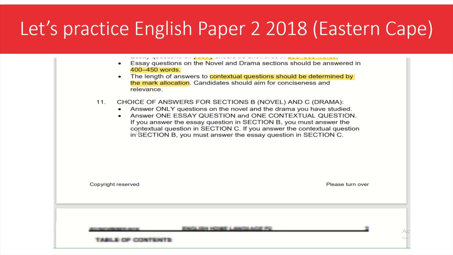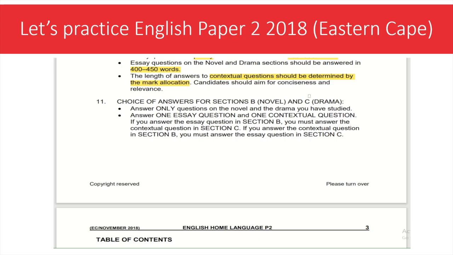Then, your choice of answers for section B and section C, which is what I explained to you now. Only answer the questions on the novel and drama that you have studied. So in grade 11, you probably will not have these choices unless you are writing a common paper. In different schools, people do different poetry, different dramas and novels as well. So this is kind of how a grade 12 paper would be. You would only pick the questions that you have done, your novel and your drama. This is very important because you don't want to be writing about something you've never read before.